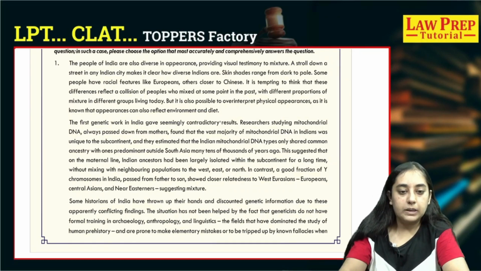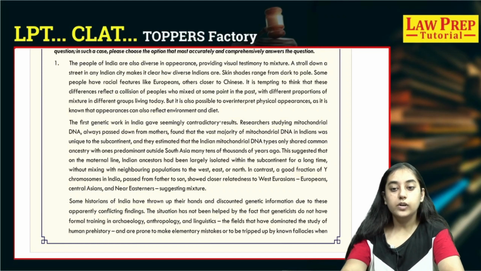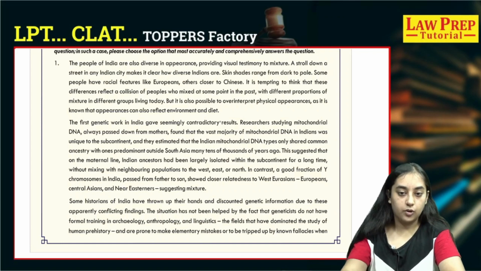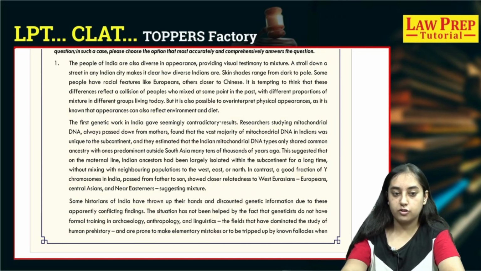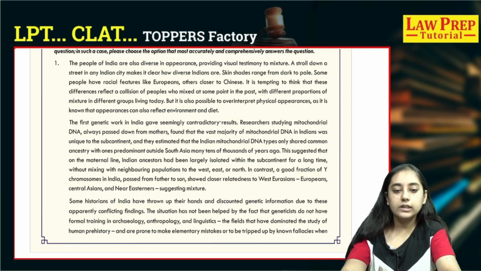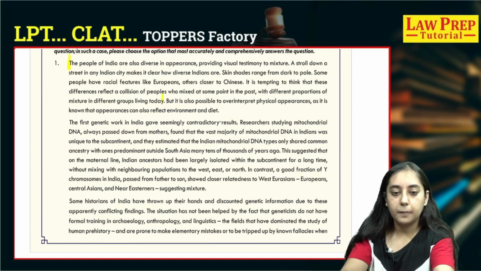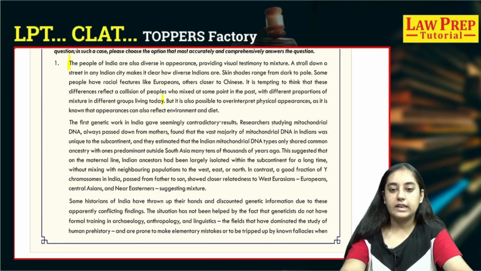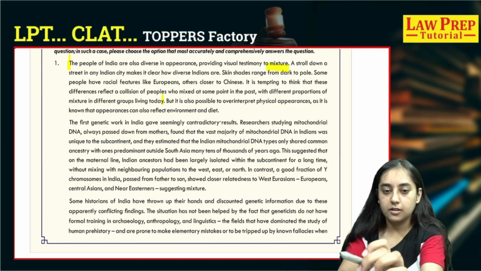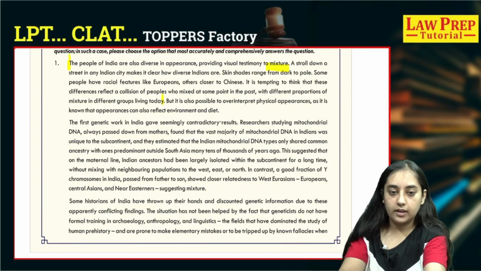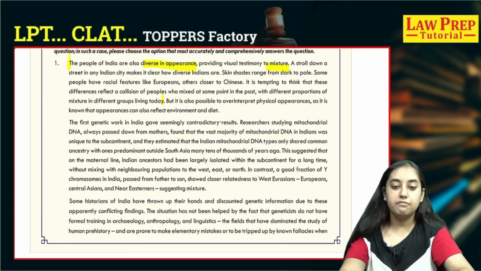Okay, I'll read it. The people of India are also diverse in appearance, providing visual testimony to mixture. A stroll down a street in any Indian city makes it clear how diverse Indians are. The skin shades range from dark to pale. Some people have racial features like Europeans, others closer to Chinese. It is tempting to think that these differences reflect a collision of people who mixed at some point in the past, with different proportions of mixture in different groups living today. So all this is trying to say that people are very diverse in their appearance, and because of that, this supports the fact that people have mixed in the past.